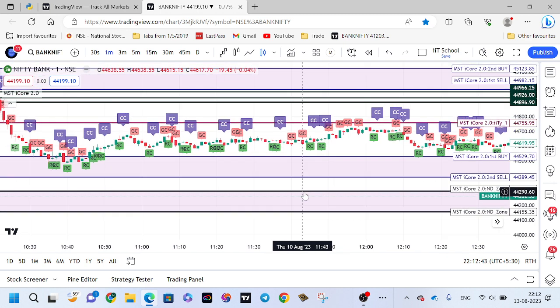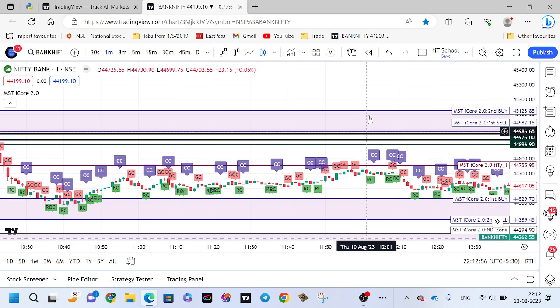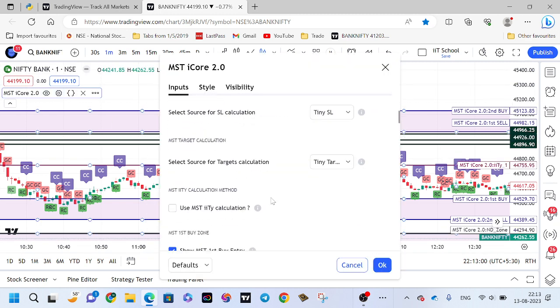For safety, what you can do, the second line, the second block, that call option you can buy, and second this block level you can buy this put option. Sorry, this level. I think I have not enabled. I will enable it in 1 second.